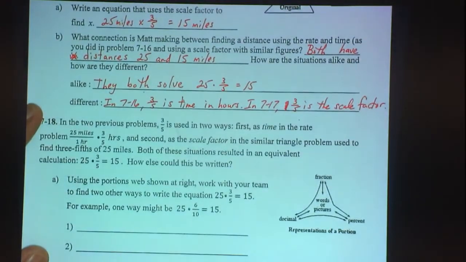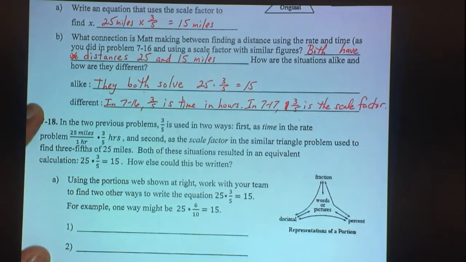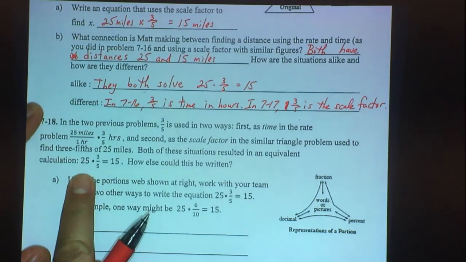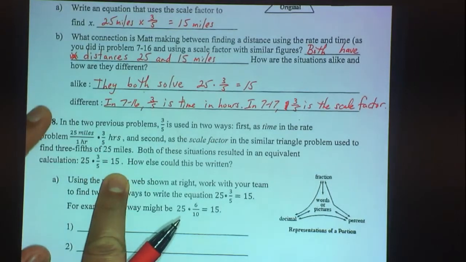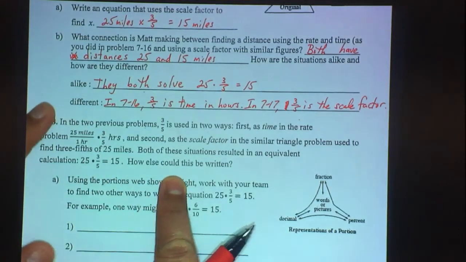In the two previous problems, 3/5 is used in two ways. First as time in the rate, and second as the scale factor. Okay, that's what we just wrote. Both of these situations resulted in an equivalent equation of 25 times 3/5 equals 15. How else could this be written?